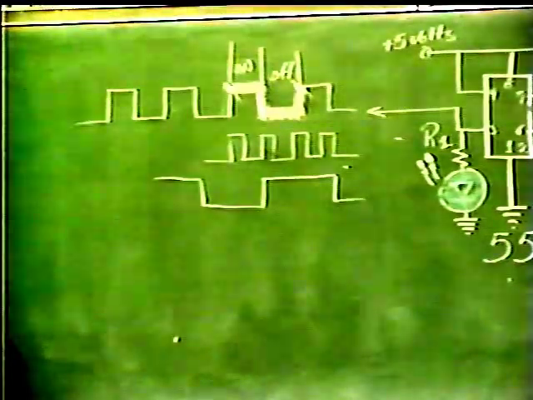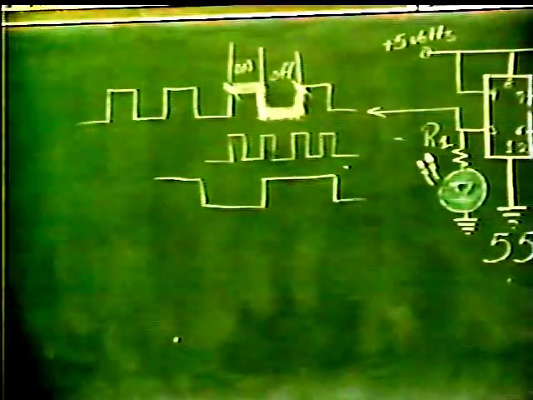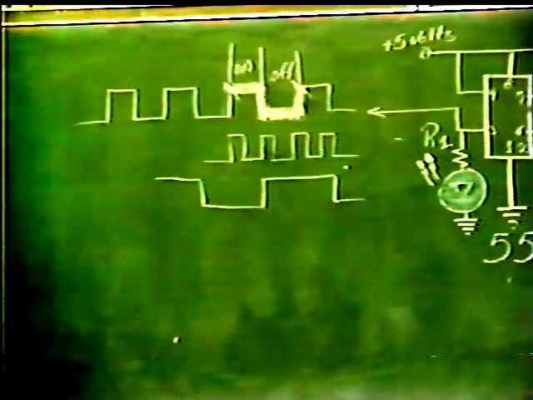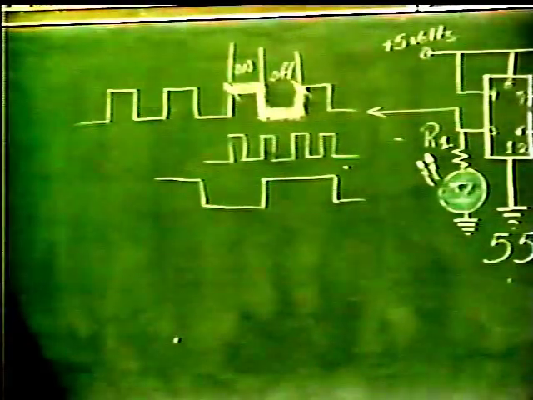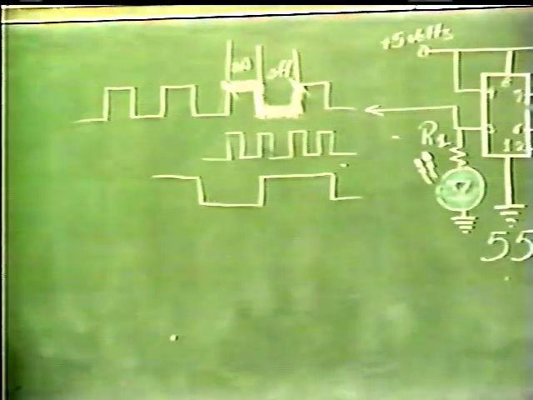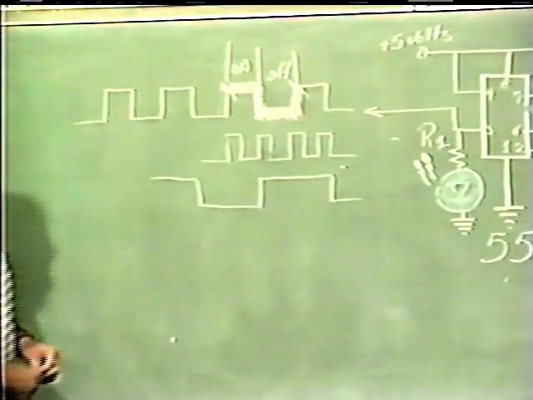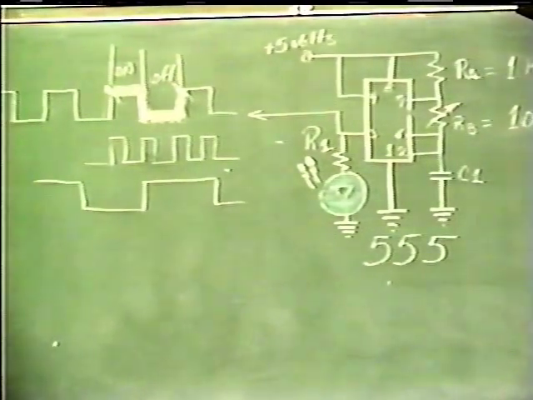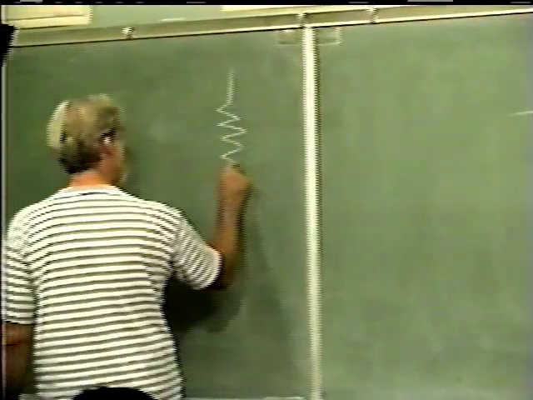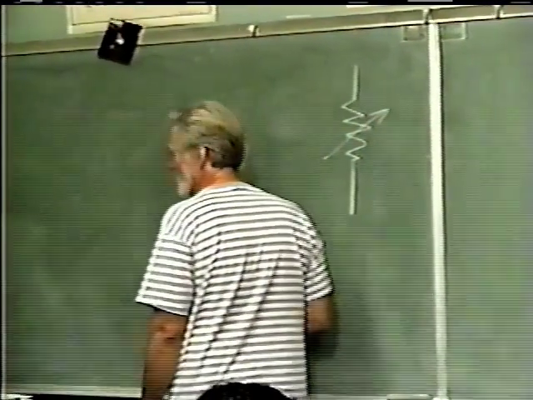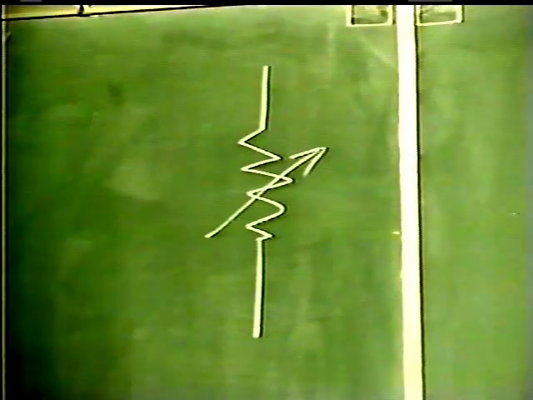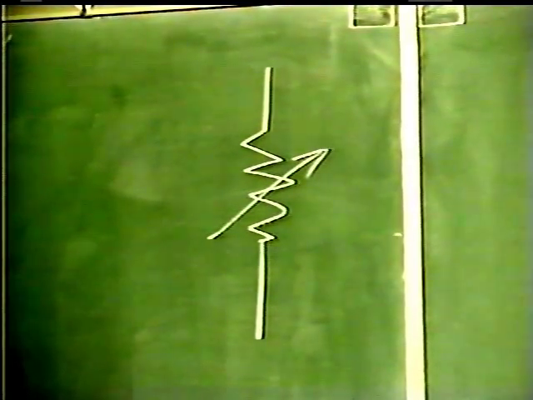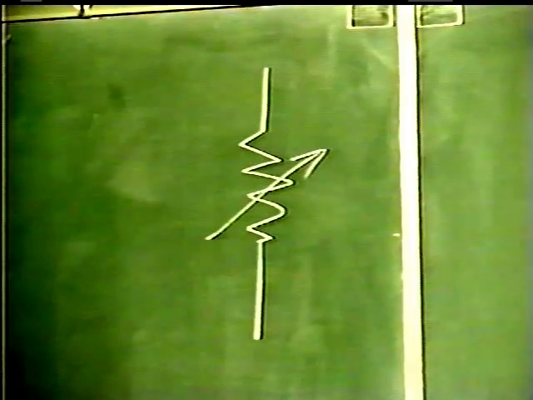If we change RB, 10K, to a higher value, would that make it increase, expand, or decrease? It'll expand it. Actually, what I've got there, and I don't know how much you can see from that side of the room, is basically a variable resistor in it. So I can change it all over the place. But yes, if I increase the resistance, I'm going to increase the time. If I decrease that, I'm going to decrease the time.